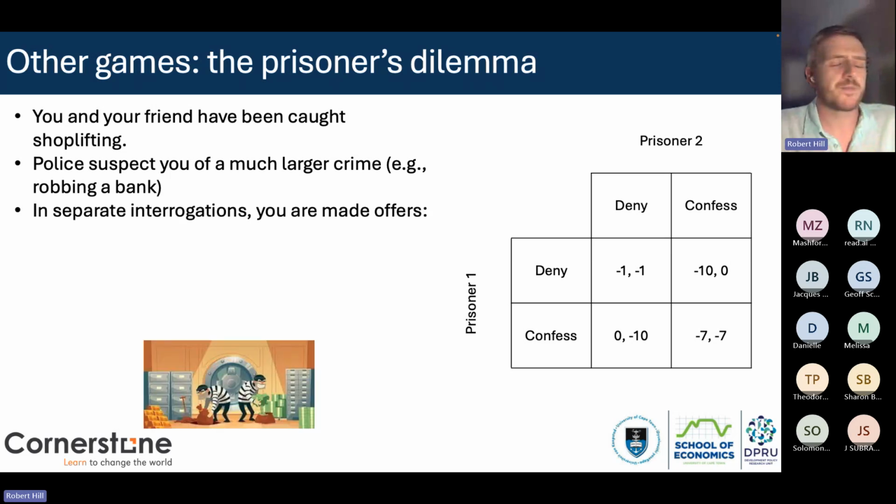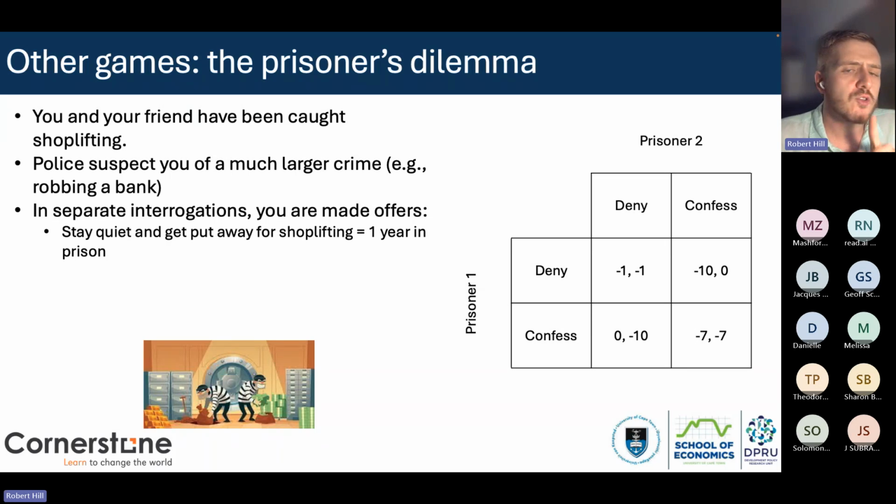So now the police are having a think. They say, you know what? We're going to put these 2, they take you and your friend and they put you in separate interrogation rooms. And they say, if you and your friend both stay quiet, we've only got enough evidence to put you away for shoplifting. We'll put you away for 1 year in prison. That's the sentence you'll serve.